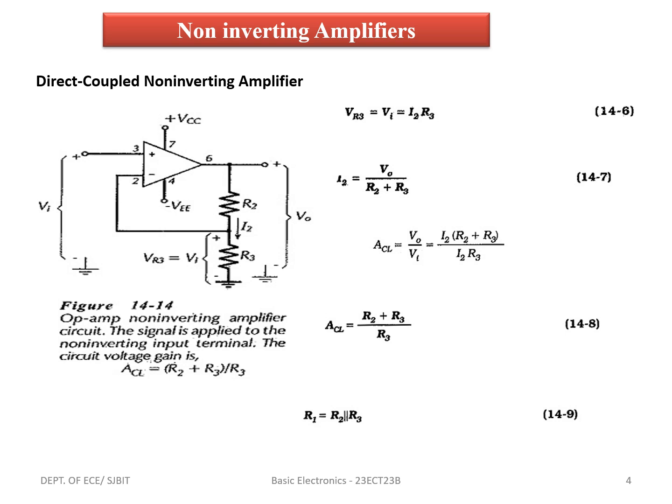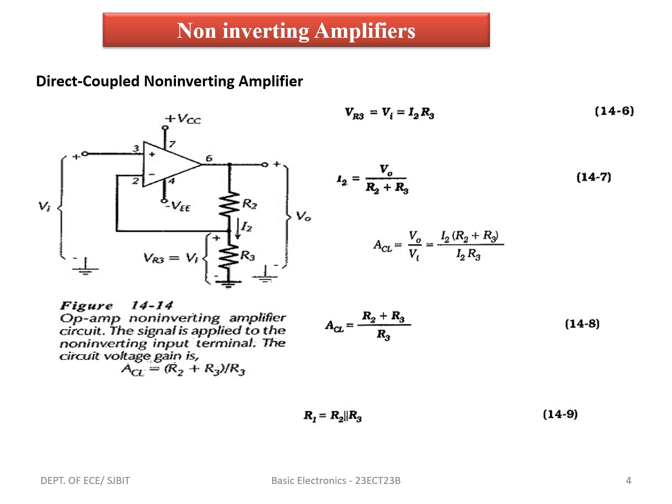So this is a direct coupled non-inverting amplifier. So this is a circuit diagram of op-amp non-inverting amplifier circuit. Here the signal is applied to the non-inverting input terminal and the closed loop voltage gain is given by ACL equals R2 plus R3 divided by R3.